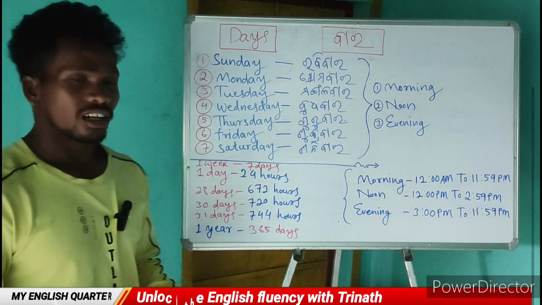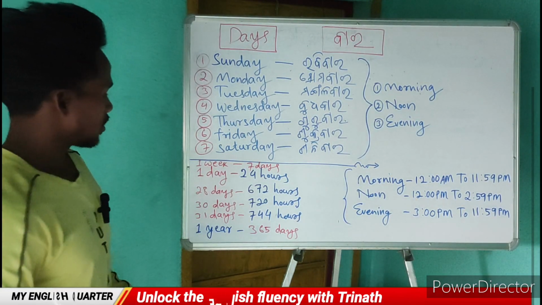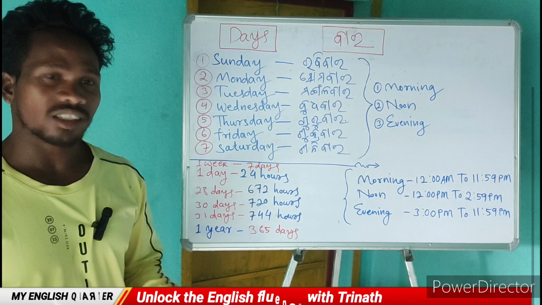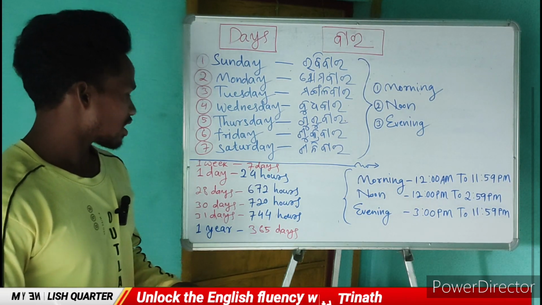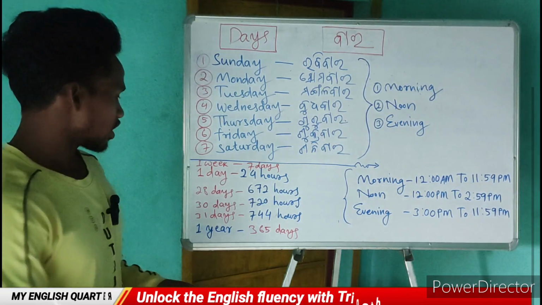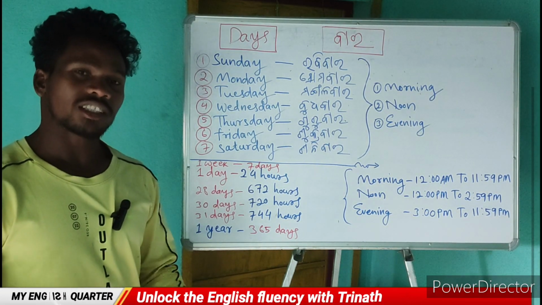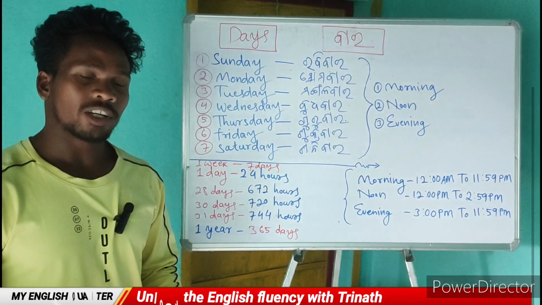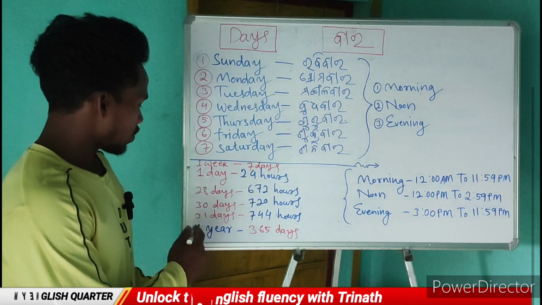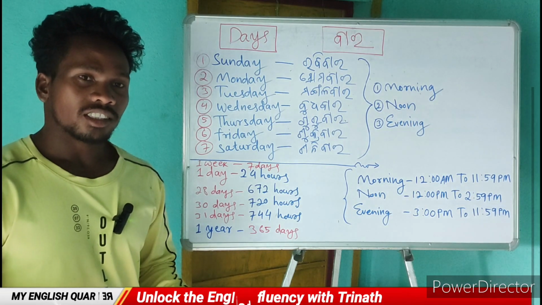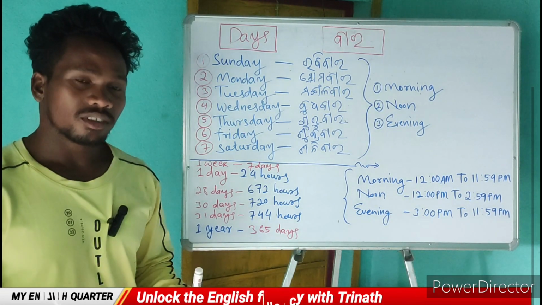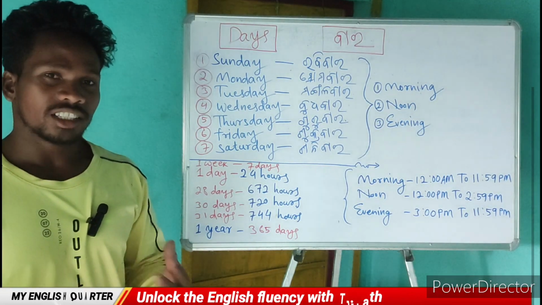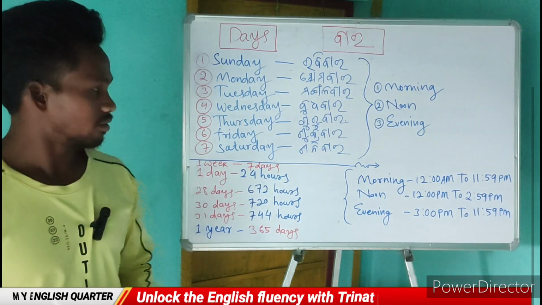Dear friends, how many days are there in a week? There are 7 days in a week. How many hours a day? 24 hours a day. How many hours are there in 28 days? 672 hours. 30 days, how many hours? 720 hours. 31 days, how many hours? 744 hours. 1 year, how many days? 365 days. 365 days are there in 1 year.